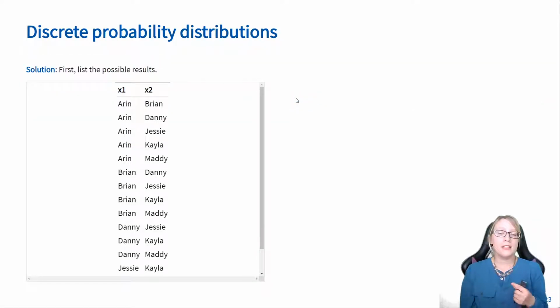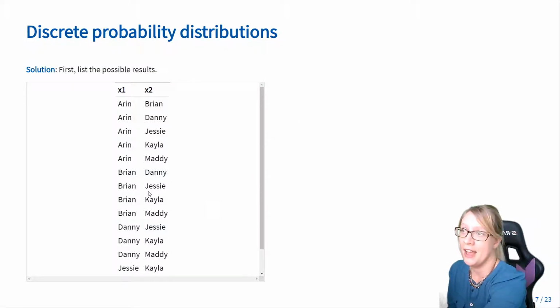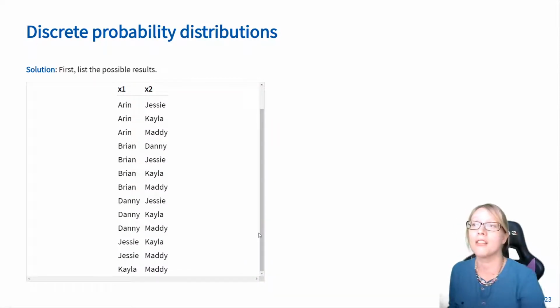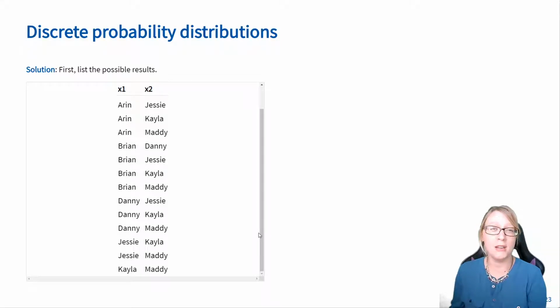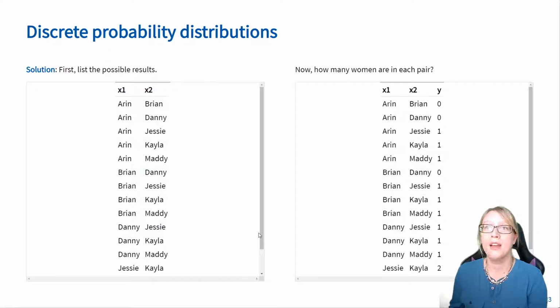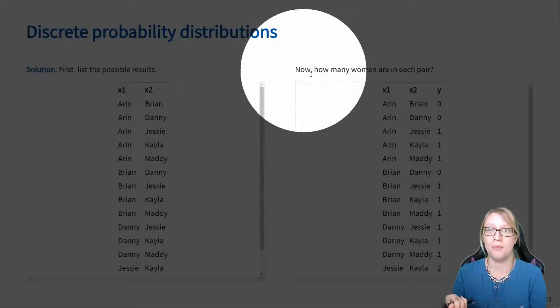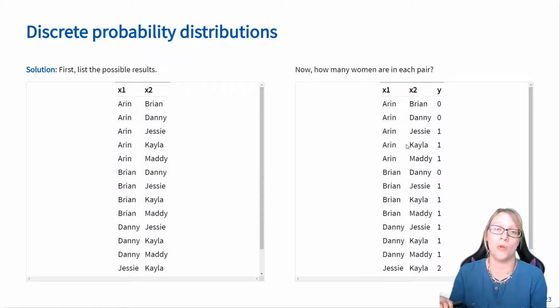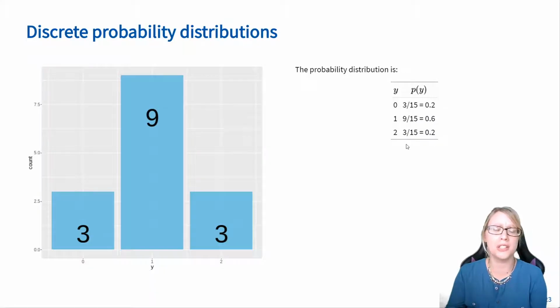To make this a little bit easier, I used R to list all of the possible results. Here I have the workers that I have selected. I've given them generic names, so Aaron, Brian, and Danny are the male workers, and Jesse, Kayla, and Maddie are the female workers. There are 15 possible ways to randomly select 2 of them. Next, for each of those 15 ways, we want to count up how many women are in each pair. So for example, the Aaron and Brian pair, and the Aaron and Danny pair, have no women. If I pair up Aaron with Jesse or Kayla, there's 1 woman on the task, etc. We could just as easily count up the number of men assigned to the task as well.